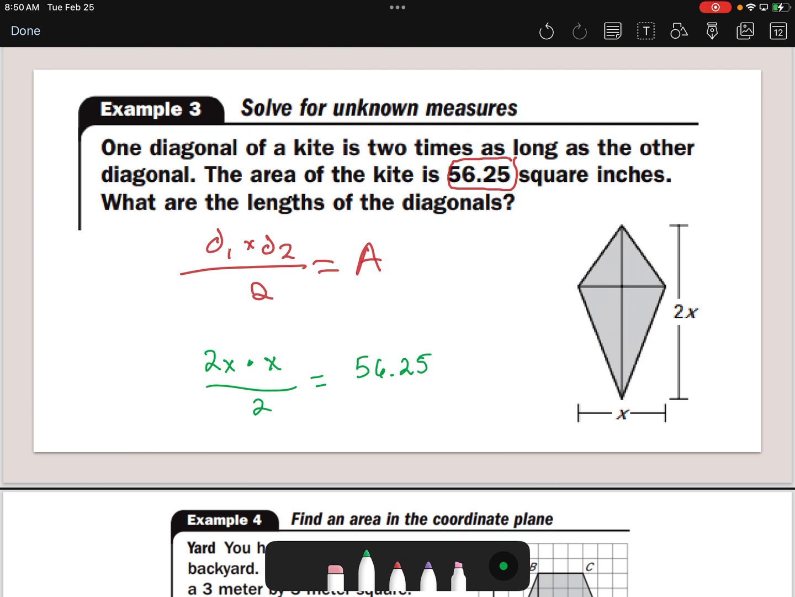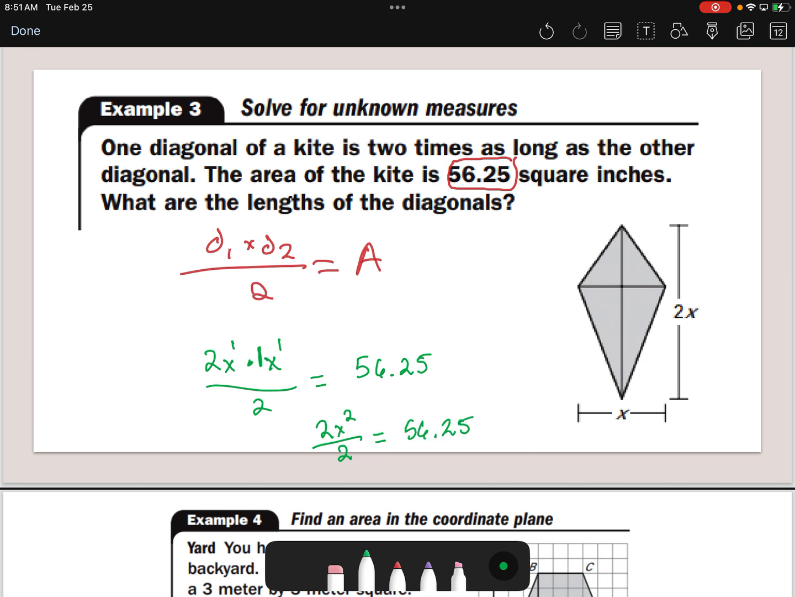Okay? What is 2x times x? 2x squared. A lot of students think it's 3x. That would be 2x plus x. Okay, remember rules of exponents. What do you do when you have the same base? You add your exponents, right? What do you do with the leading coefficients out front? The 1 and the 2. There is a 1 in front of the x. You multiply them. So this is going to be 2x squared all over 2 equals 56.25.